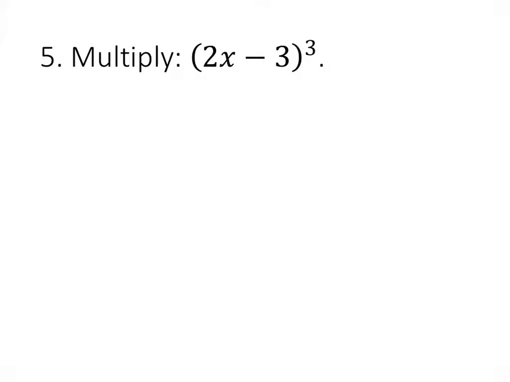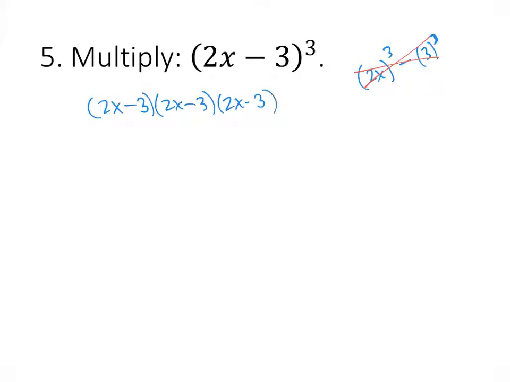Now for this last one, we have 2x minus 3 parentheses cubed. And the main thing to make sure you watch out for is not to just jump to conclusions and think that this is 2x cubed minus 3 cubed. That is definitely not correct. So what does it mean to have 2x minus 3 cubed? Well, it means that we're multiplying 2x minus 3 by itself 3 times. 2x minus 3 times 2x minus 3 times 2x minus 3.